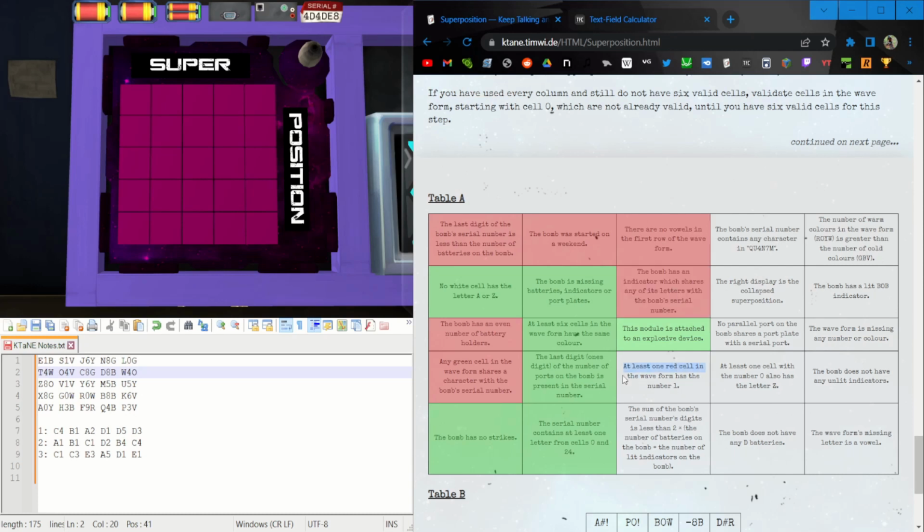At least one red cell in the waveform has the number 1. So let's take a look. We're going to find red. In this case, there's only one red cell here, and it has the number 9, so that's not true.